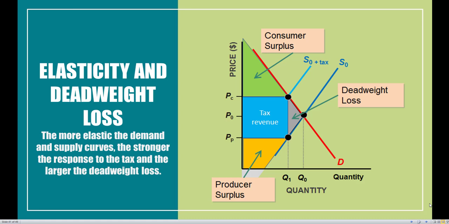As we've already alluded to, the incidence of taxation does not always have to be shared equally among the consumers and the producers. It really depends on elasticity of demand and elasticity of supply. The more elastic the demand and supply curves are, the stronger the response to the tax and the larger or smaller the deadweight loss, depending on the situation.